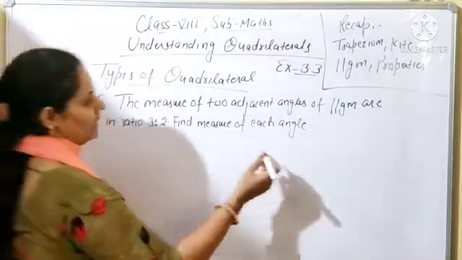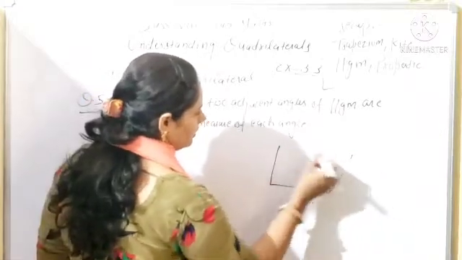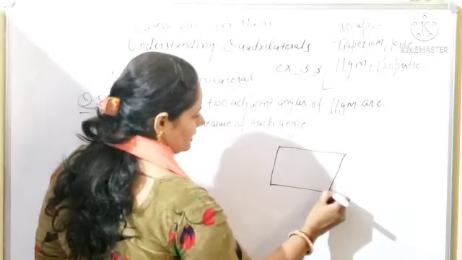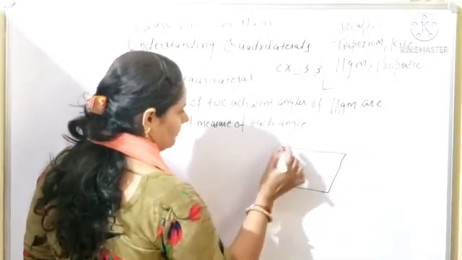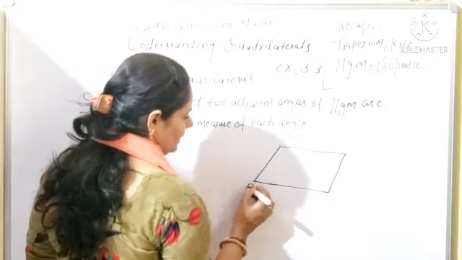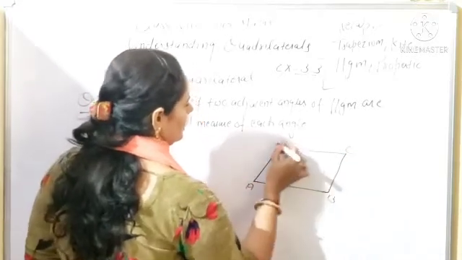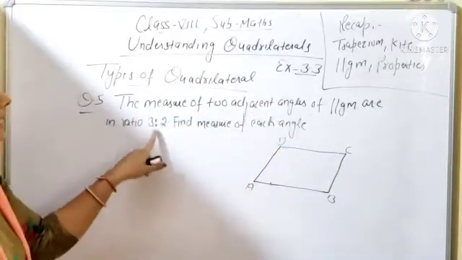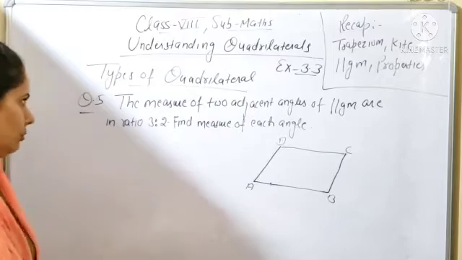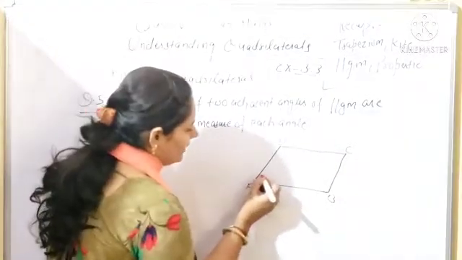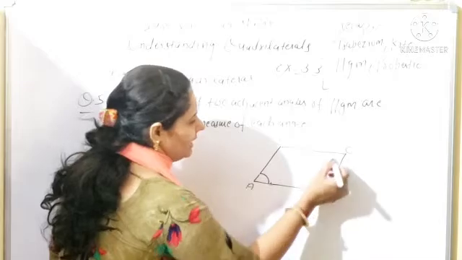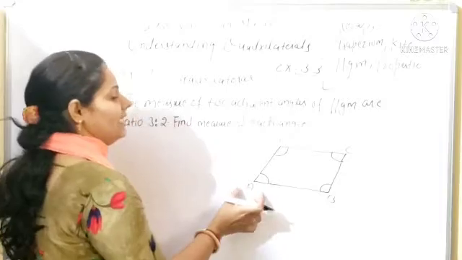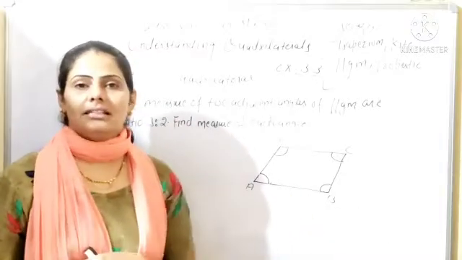First you can draw any parallelogram. For example, this is a parallelogram ABCD. ABCD is a parallelogram. The measure of two adjacent angles of a parallelogram are in ratio 3:2. Two adjacent angles means, for example, we are assuming this is angle A, angle B, angle C and angle D. So any two adjacent angles. For example, I am taking the adjacent angles A and B.